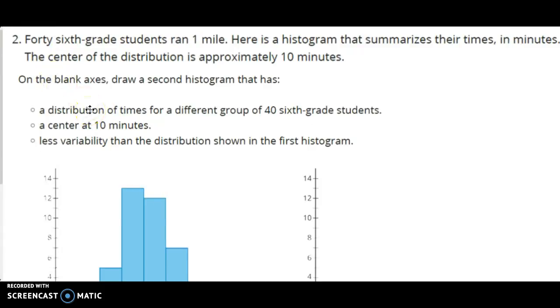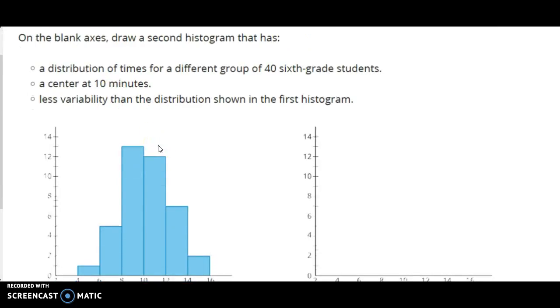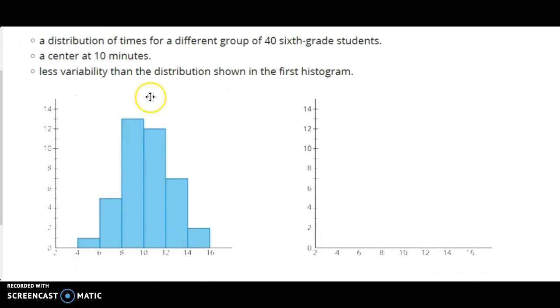46 6th grade students ran 1 mile. Here's a histogram that summarizes their times in minutes. The center of the distribution is approximately 10 minutes. On the blank axes, draw a second histogram that has a distribution of times for a different group of 46 6th grade students, a center at 10 minutes, and less variability than the distribution shown in the first histogram.